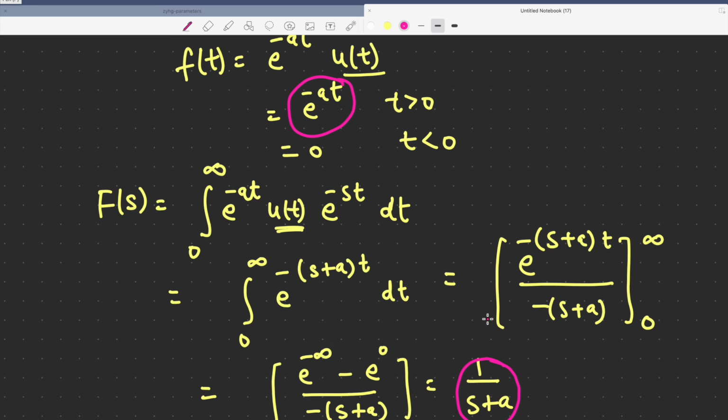Similarly, you can find out different types of Laplace transforms. In the next video, I will discuss the Laplace transform of a few basic functions so that we can find out the inverse Laplace transform by bringing it into this form.